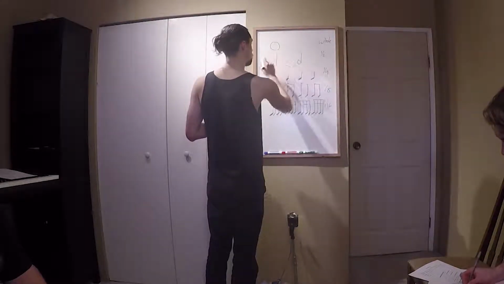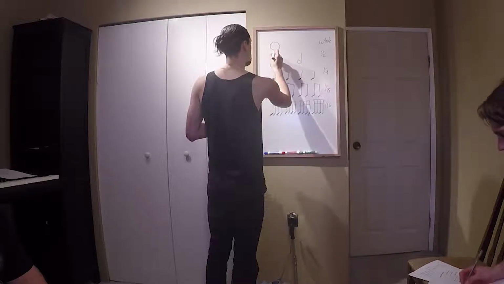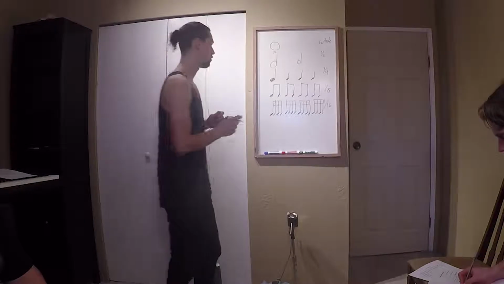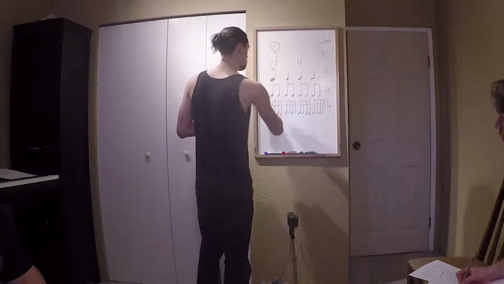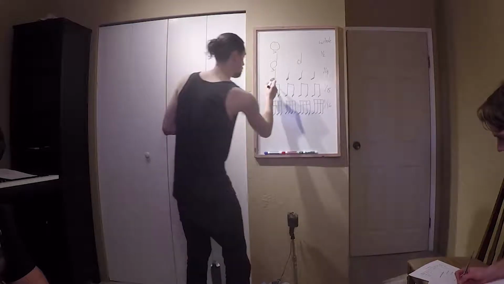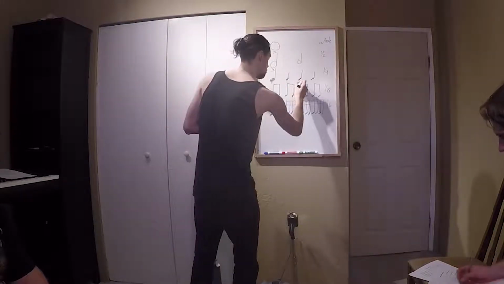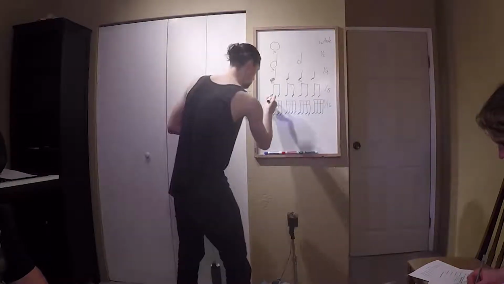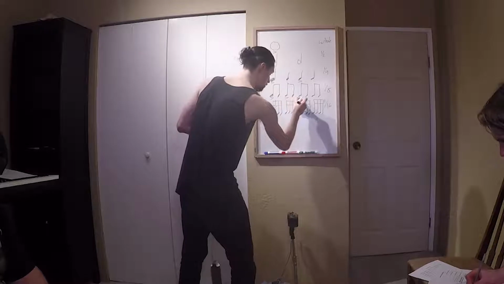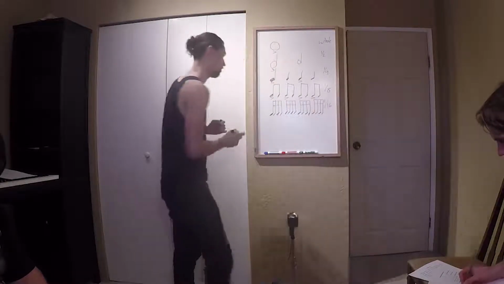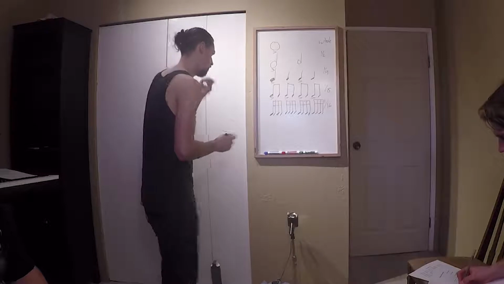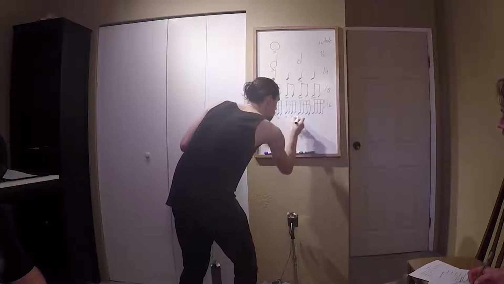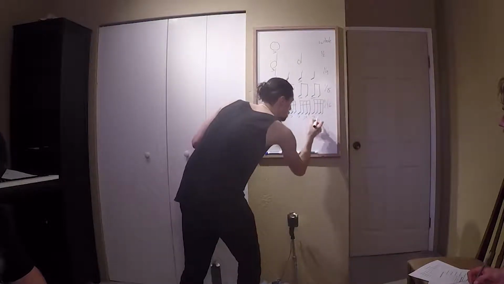So I'm just going to add where the accents are. This symbol means it's accented. So this is accented. This is accented, and now this is accented. With eighth notes, this is accented, this is accented, this is accented, this is accented. And now finally with 16th notes, accent, accent, accent, accent, accent, accent, accent, accent.